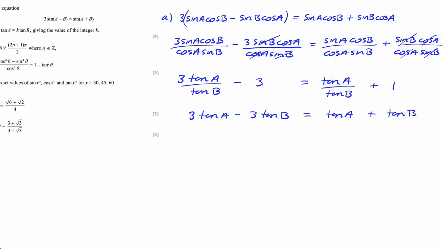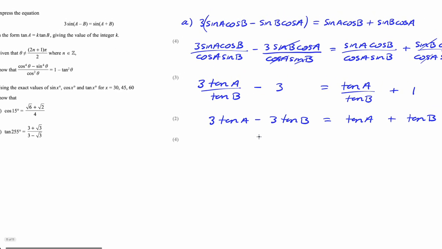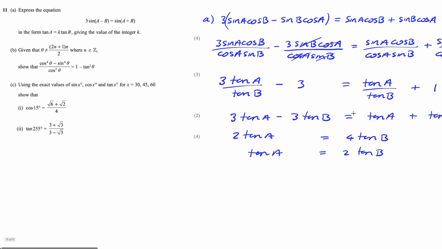So I've just multiplied everything by tan B, and then, what does he want? Tan A is on the left and tan B is on the right. So this will be 3 tan A minus tan A is 2 tan A equals 3 tan B plus tan B, which would be 4 tan B. So tan A equals 2 tan B. And that's it. So K would equal 2. Okay, that was a kind of annoying question, right?